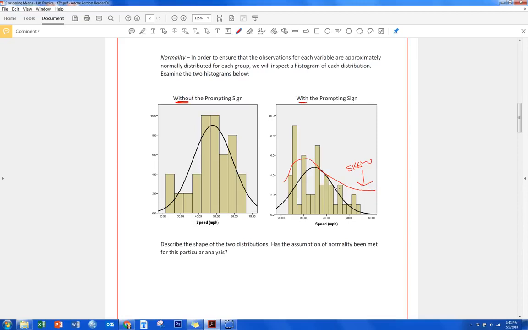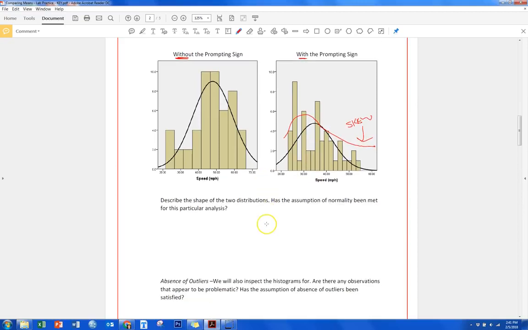It's only a problem if it really departs from normality. I'm going to kind of draw on this. Something where it's up here and then goes way out there. There are observations way out here, and most of them are over here, right? Way skewed. That's what we're concerned about. Here, it's still approximately normal with a moderate positive skew. So it says, describe the shape of the two distributions. Has the assumption been met?